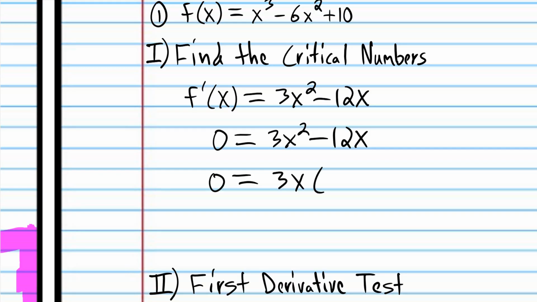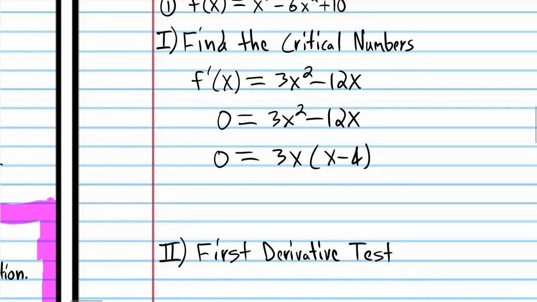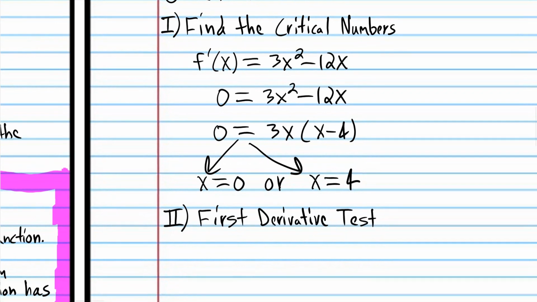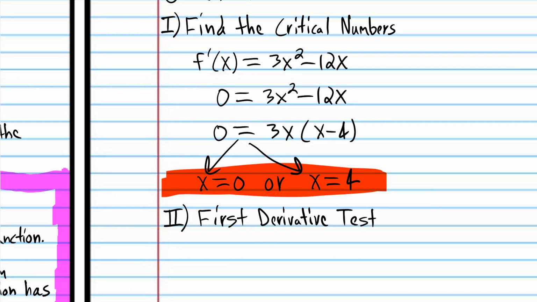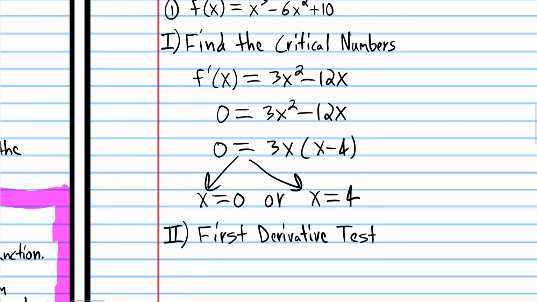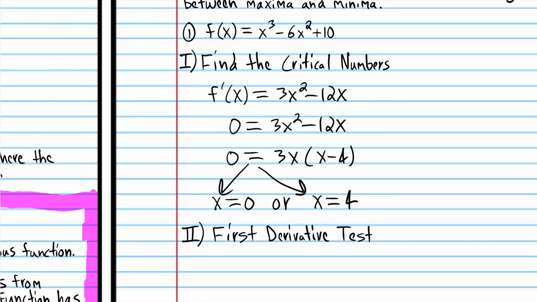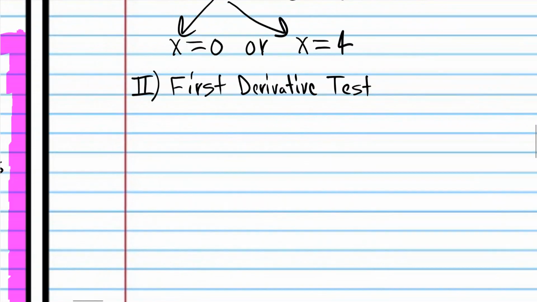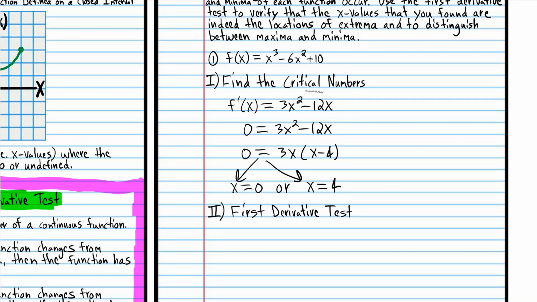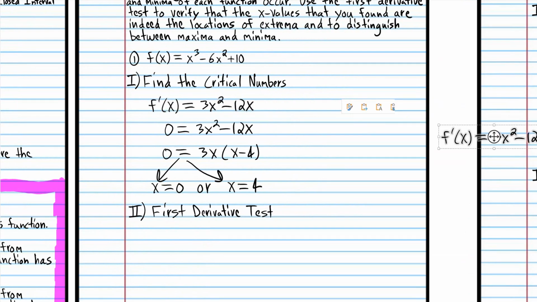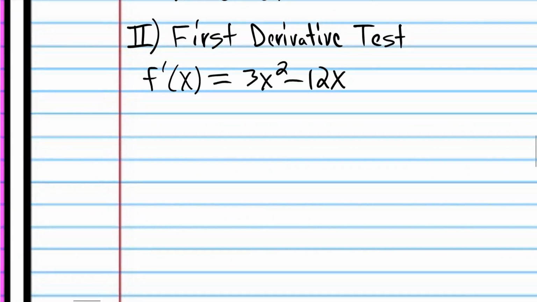So in order to do that, I'm going to factor a GCF. And now we have the x values that make the derivative equal to 0. So these red values here, those are critical numbers. So again, critical numbers are the possible locations of maximum and minimum values. Then I'm going to use what we call the first derivative test. And the test, as the name implies, uses the derivative to help us determine if there's a maximum or minimum value.